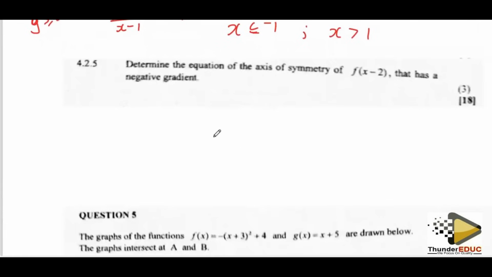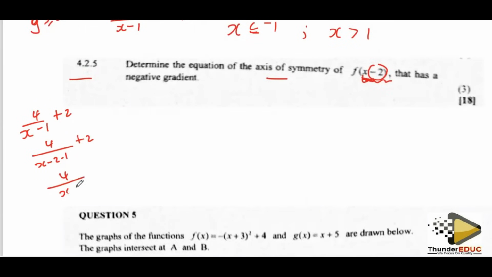Then 4.2.5, they want us to get the equation of the axis of symmetry of this f. Our original, which is 4 over x minus 1 plus 2, is being shifted some units to the right. So where there is x, I can replace all of that. So 4 over x minus 2 minus 1 plus 2. That's going to be 4 over x minus 3 plus 2. So this is the new function.